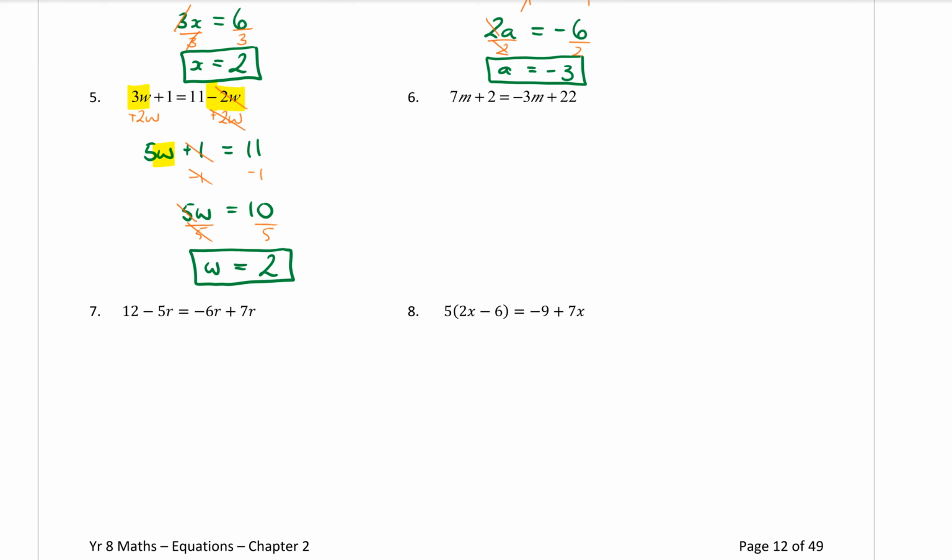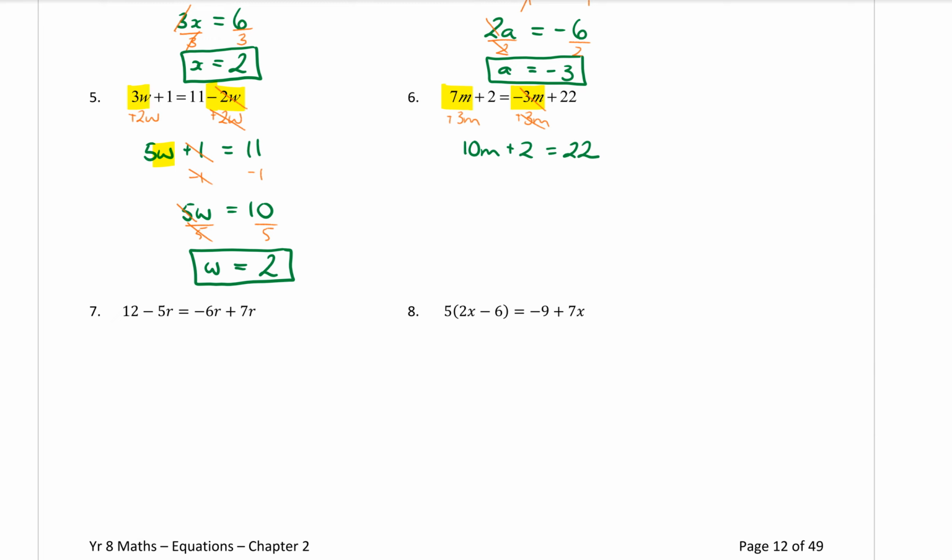Okay, and the time for the next one. 7m and minus 3m. We're looking for the smaller one. Negative numbers are always smaller than positive numbers, so negative 3 is the smallest. The opposite is to plus 3m. Cancel those off. Adding these m's together, 7 plus 3 makes 10m plus 2 is equal to 22.